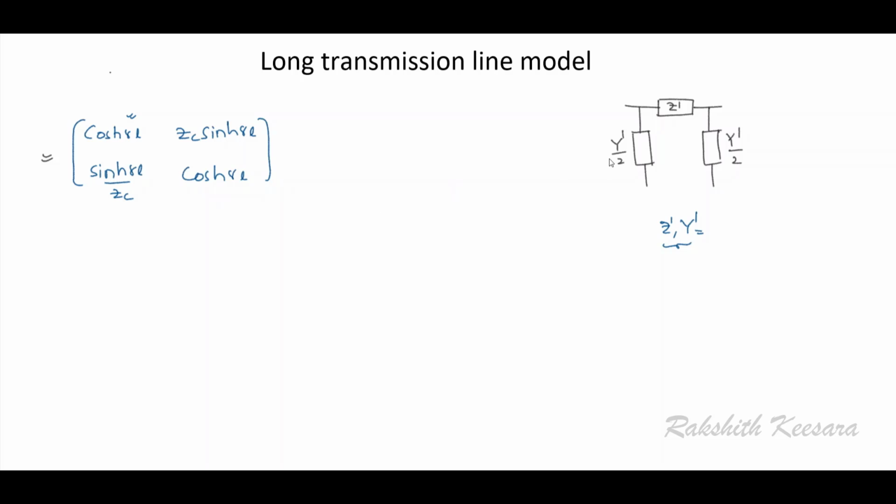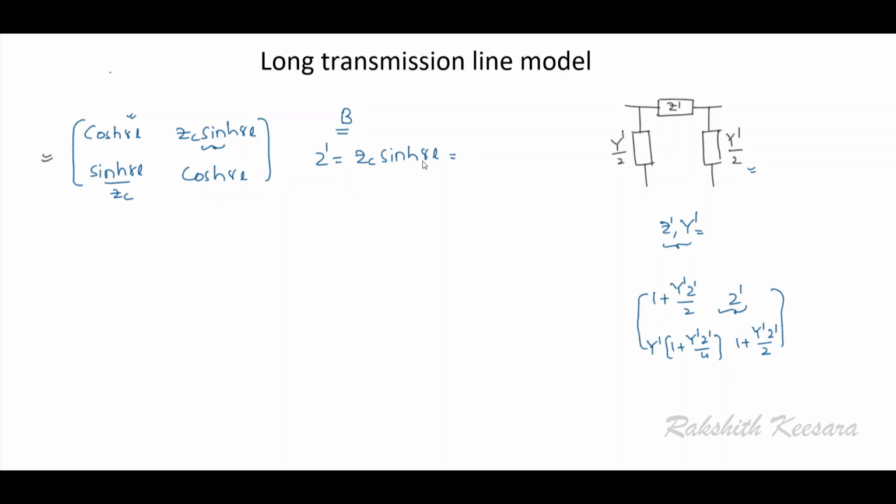Okay. So for this pi circuit, the ABCD parameters will be 1 plus Y dash Z dash by 2, Z dash, Y dash into (1 plus Y dash Z dash by 4), and 1 plus Y dash Z dash by 2, right? We derived this in the medium transmission line analysis. So from this, I can equate Z dash and Zc sinh(γL). By equating B, what we will get? Z dash is equivalent to Zc sinh(γL).